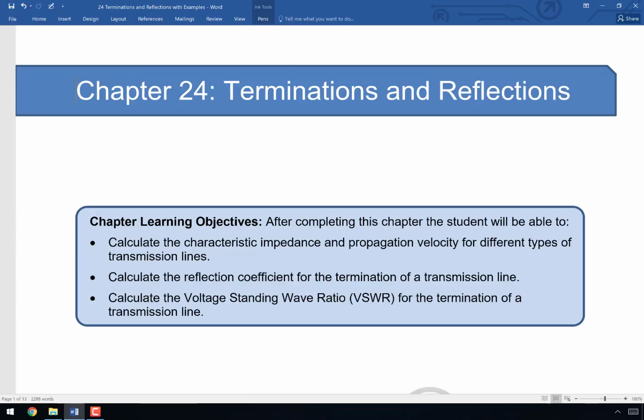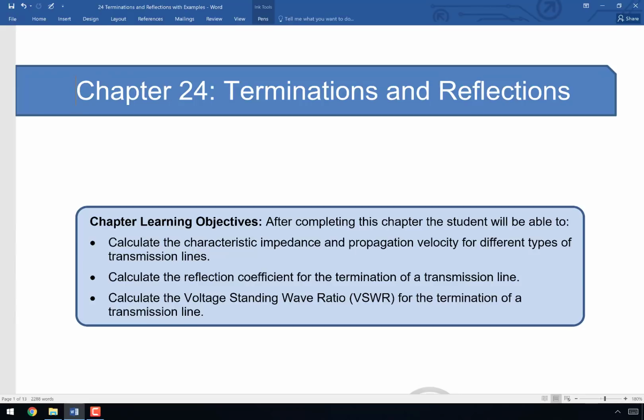Remember that we talked about the characteristic impedance of free space. We found that that was 377 ohms. We found that there can be different characteristic impedances of different materials as electromagnetic waves are propagating through them. The same is going to be true of transmission lines, that we will find that there are different amounts of characteristic impedance for each of these lines.